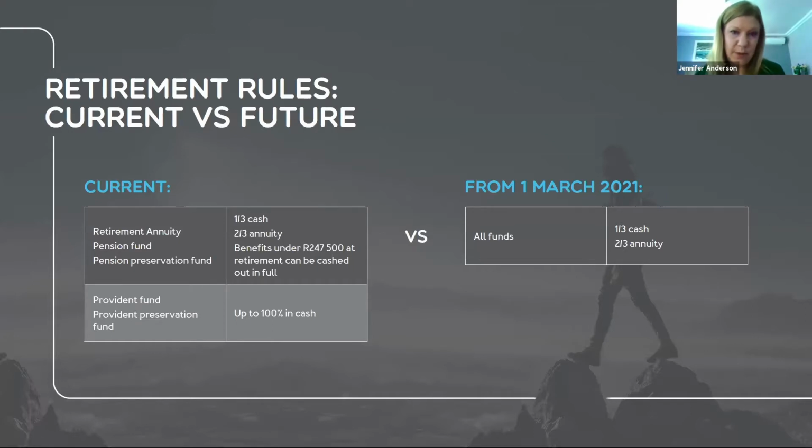So that's how some of our retirement funds are operating now. And the outlier from a retirement perspective is the Provident fund space, where at the moment, if you're in a Provident fund or Provident preservation, you can take up to everything, 100% in cash when you retire. So what's happening on the 1st of March is those rules are being aligned across all the retirement funds, and all the funds will now operate on this 1/3, 2/3 rule, which means that you won't be able to take all of your money from a Provident fund. When you retire, you're going to need to buy some sort of annuity product to help you with a pension in your retirement.